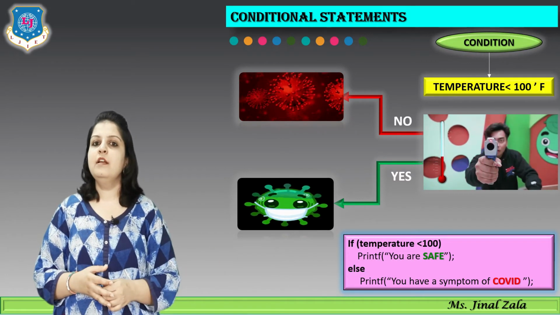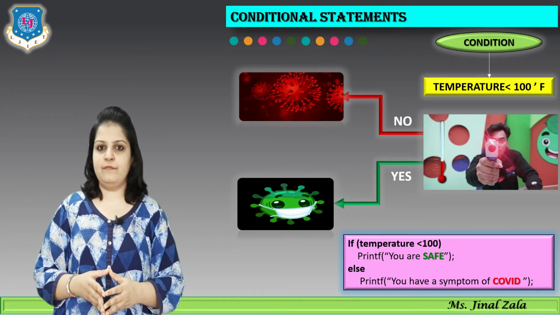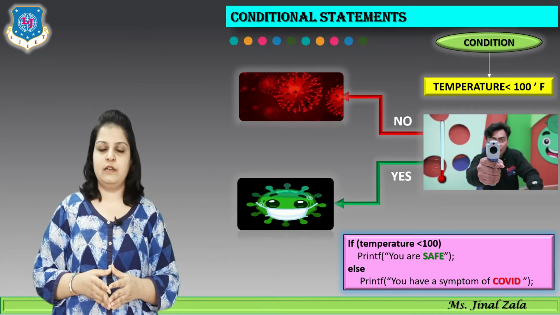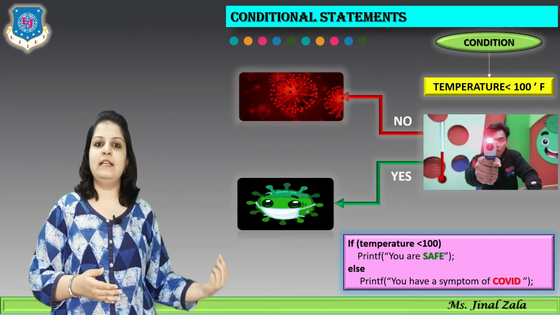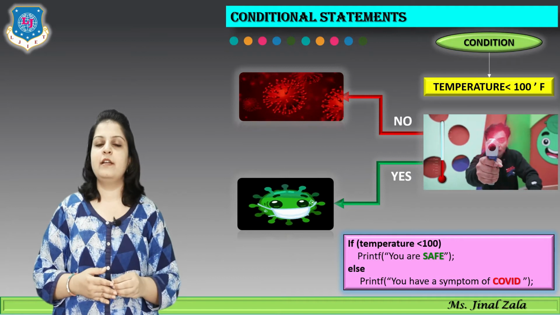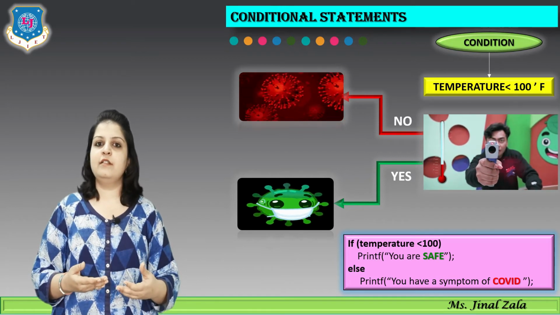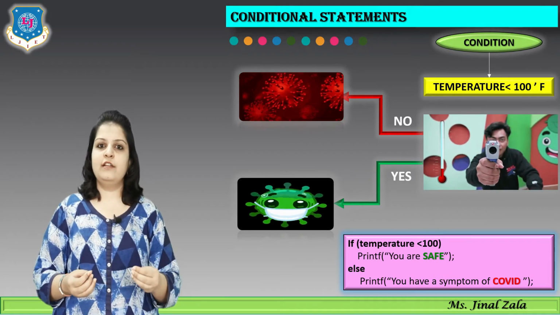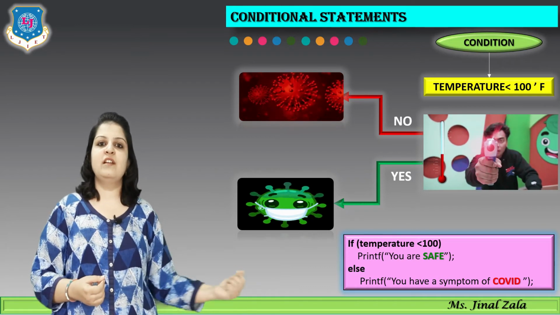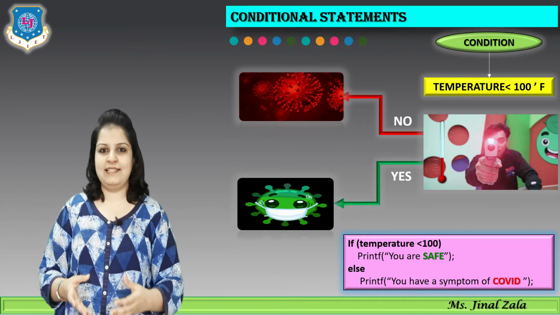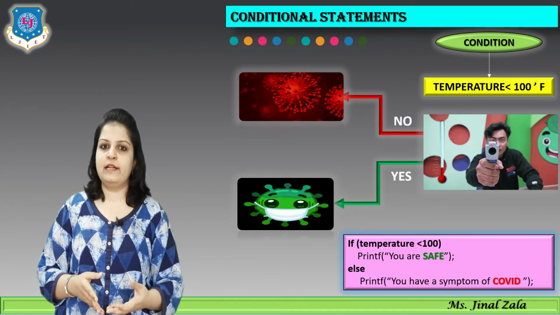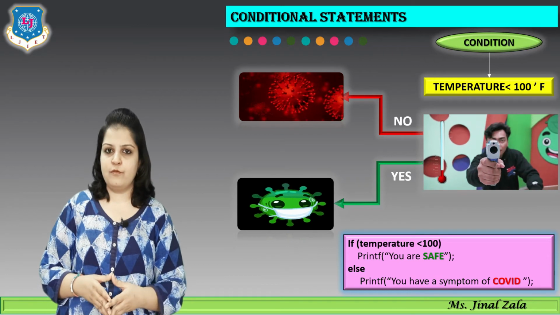In the below example, you can see the if else statement. If else is one example of a decision making statement. How can we write the program? In if, you can write a condition like temperature less than 100, and when we write a condition, there are two possibilities: either your condition becomes true or false. So in the if part you can write your true part, that you are safe, and in else you can write your false part, that you have a symptom of COVID.